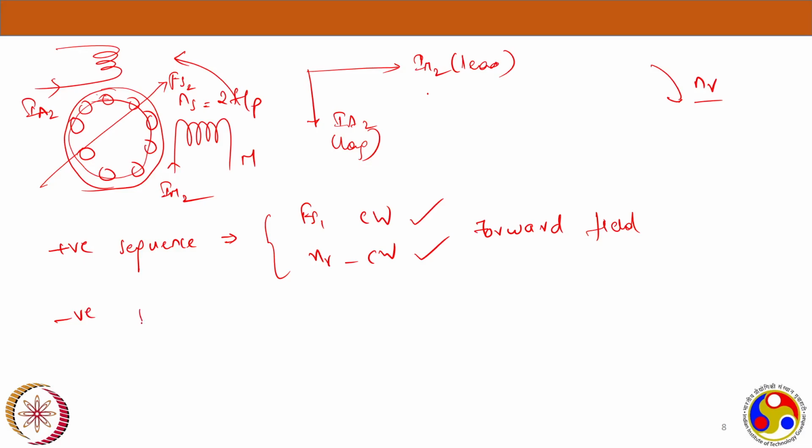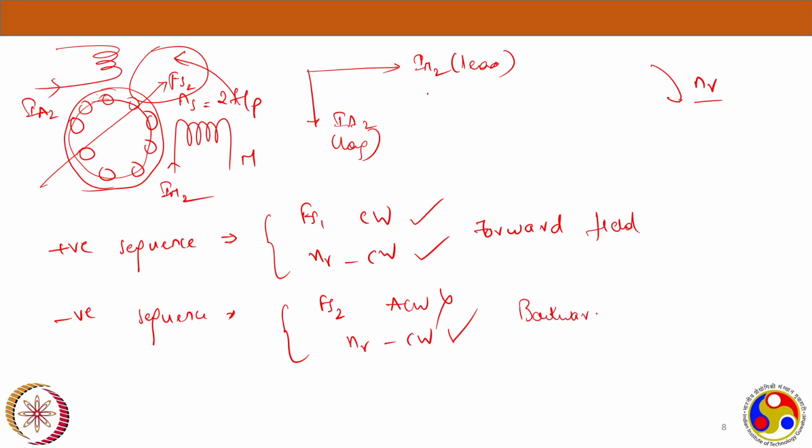Now for the negative sequence, the RMF produces an anti-clockwise field. Here at the top you can see the anti-clockwise field, and NR is what you have given in the clockwise direction. So they both are not in the same direction, and they will experience a kind of backward field. They both are not aiding each other. They are opposite.